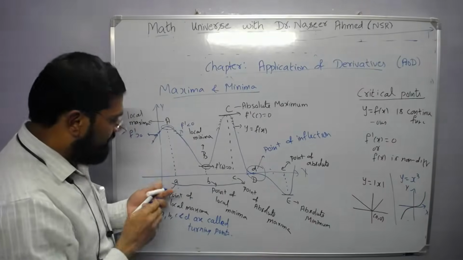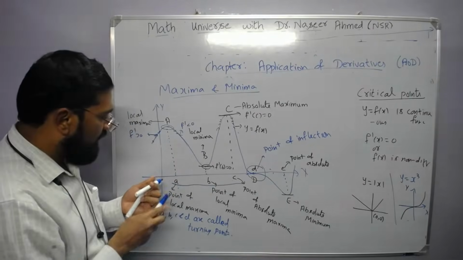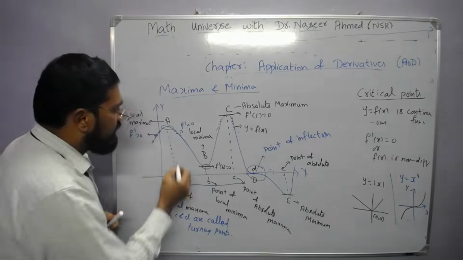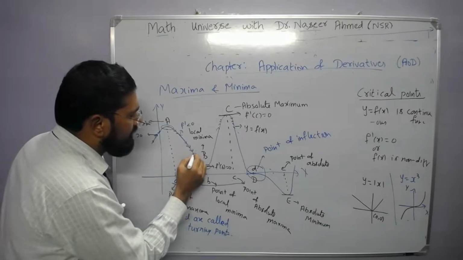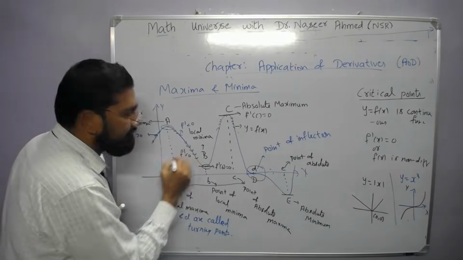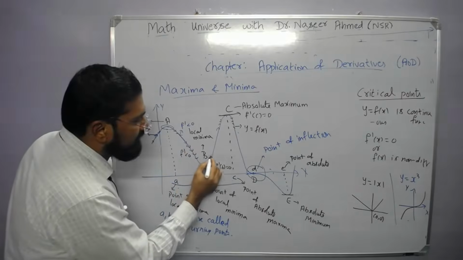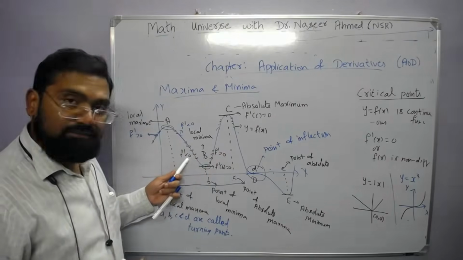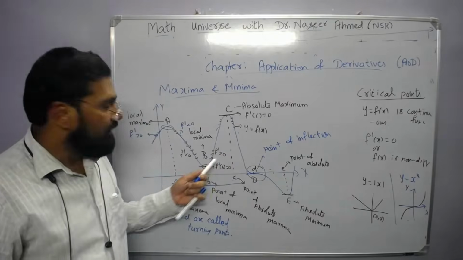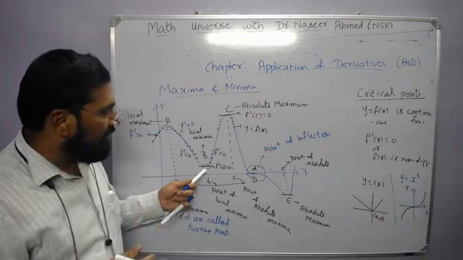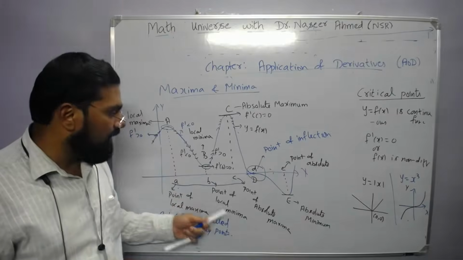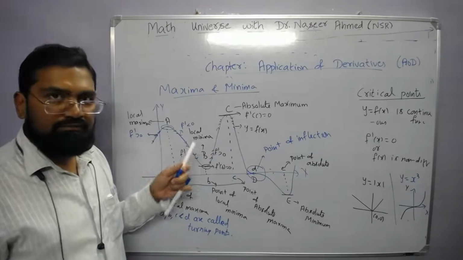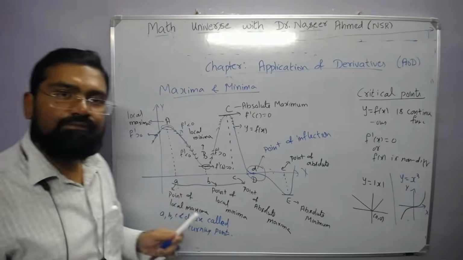Similarly, you see here, it is decreasing, nothing but f dash is negative. But after reaching this point, it is increasing, so f dash is positive. So whenever the sign of f dash changes from negative to positive, the point at which it changes will be the point of local minima, and if I substitute x equal to b here, the corresponding point will give the local minimum value. I hope this point is clear.